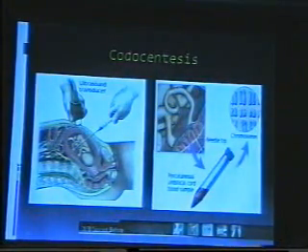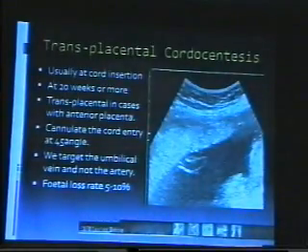We actually aim for the vein. We know the cord has two arteries and a vein. We aim for the vein because its caliber is wider, and because if we puncture the artery, we end up causing transient bradycardia, which can actually go into cardiac arrest and ischemia. So I know how tough it is.